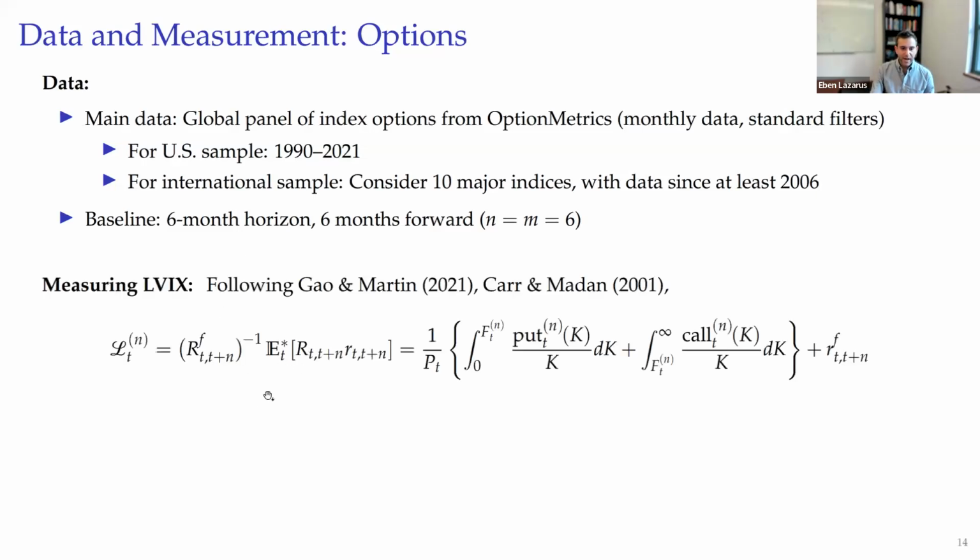The ELVIX as a risk neutral expectation of a function of the market's returns. Of course, there's going to be some way of using option prices to measure this risk neutral expectation. This is what the integrals end up looking like in this case. It's effectively an implied vol with a different denominator.